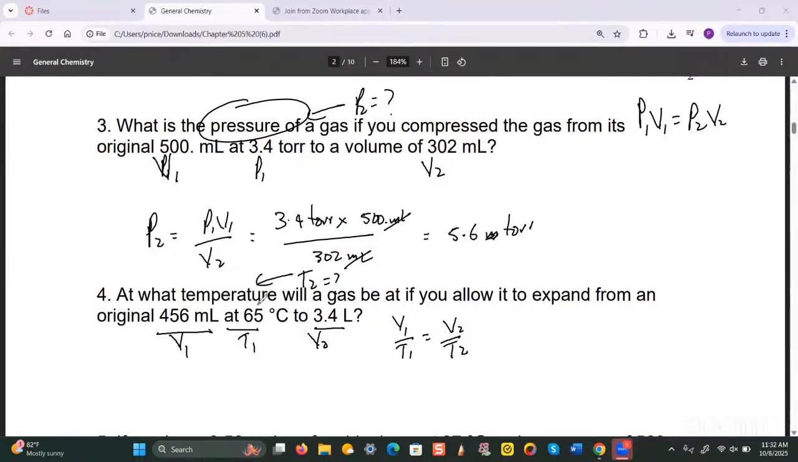So we had to add 273 to this. Let me see what that gives. 65 plus 273. Okay, so 338 is what I got for T1, right? Now the question is asking for T2. So how would we rearrange this to get an expression for T2?